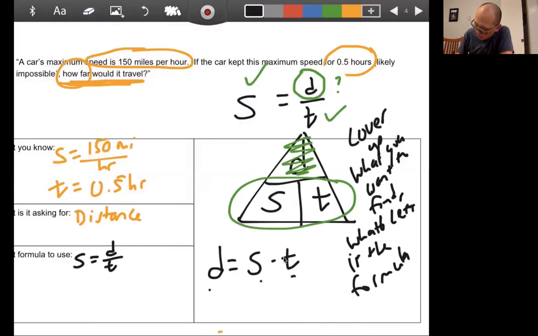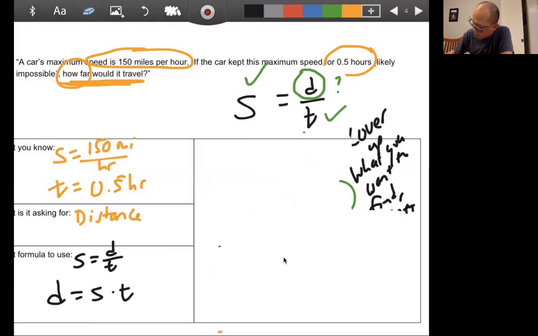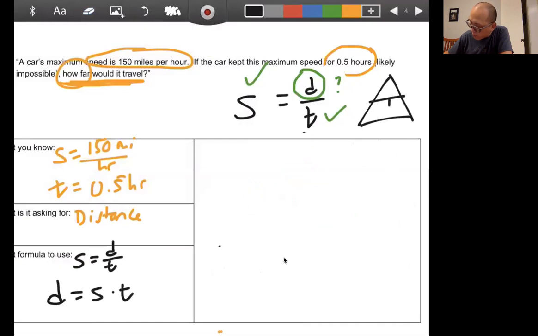So this is the formula we're going to use. Distance is equal to speed times time. In fact, I'd say just memorize this triangle: speed, distance over time, okay? That's not cheating, you can just write that down on your paper whenever there's a test. Cover up the one you don't need. What's left is what the formula is.